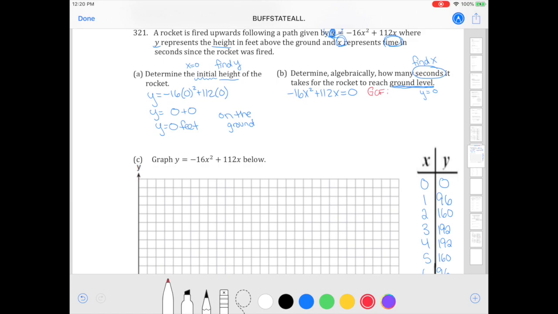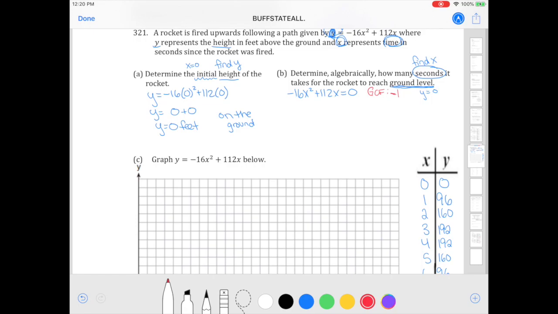Remember that shortcut I told you guys? Look at the smaller number. 16 is the smaller number. Think about the factors of 16. The biggest number that goes into 16 is 16. If 16 also goes into 112, it's going to be your GCF, and it does. So my GCF is going to be 16, and they also have an x in common.